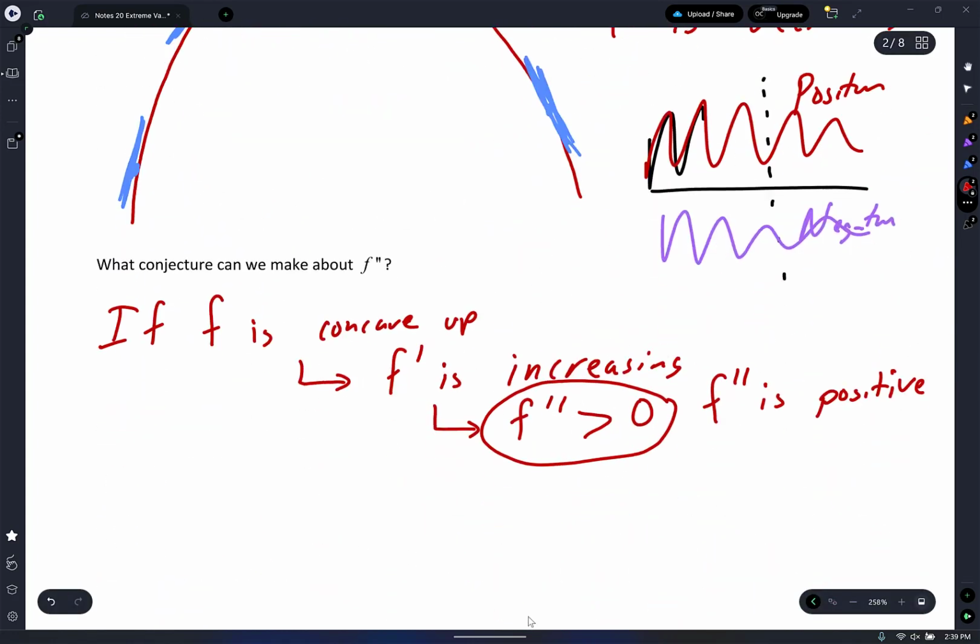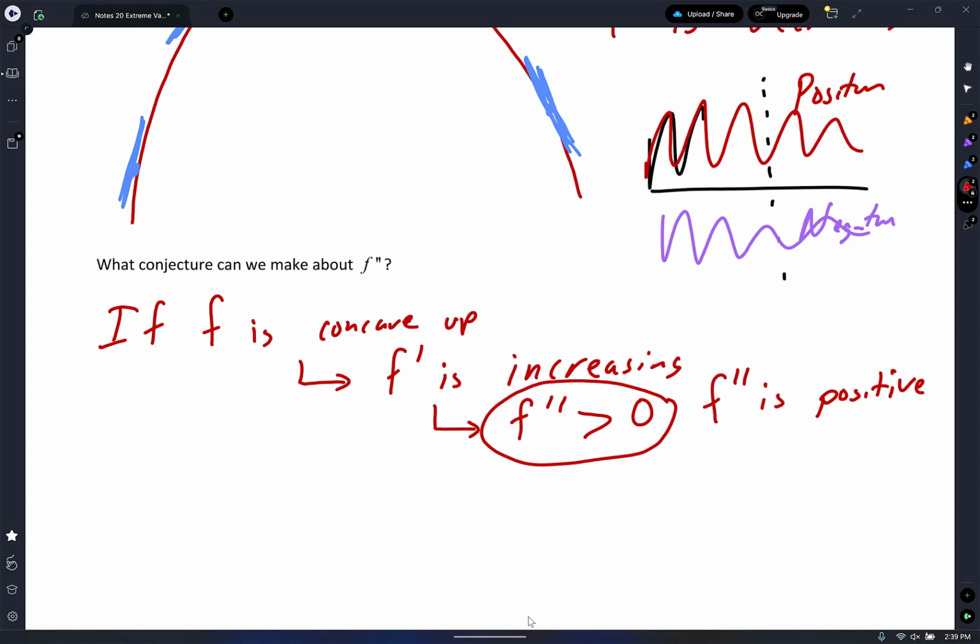So all these go together, and I'm going to color code it so you guys can have good notes. If f is concave up, that means that f prime is increasing. If f prime is increasing, that means that f prime prime is positive. Cool or not cool? So how does it relate to f? Well, if f prime prime is positive, f is concave up. Cool or not cool? Cool.